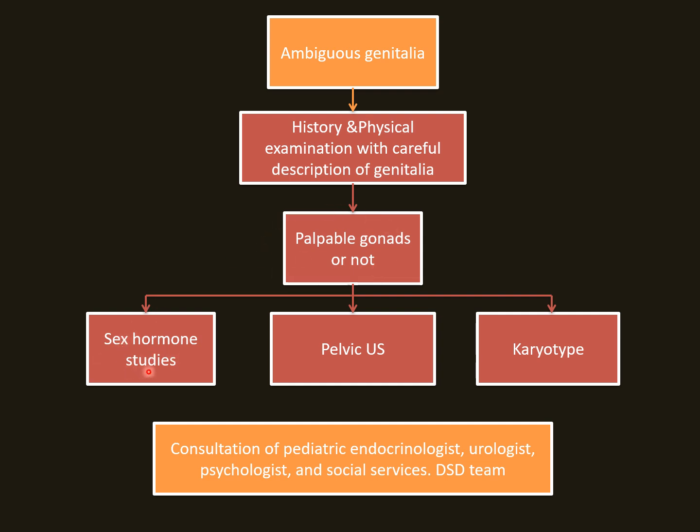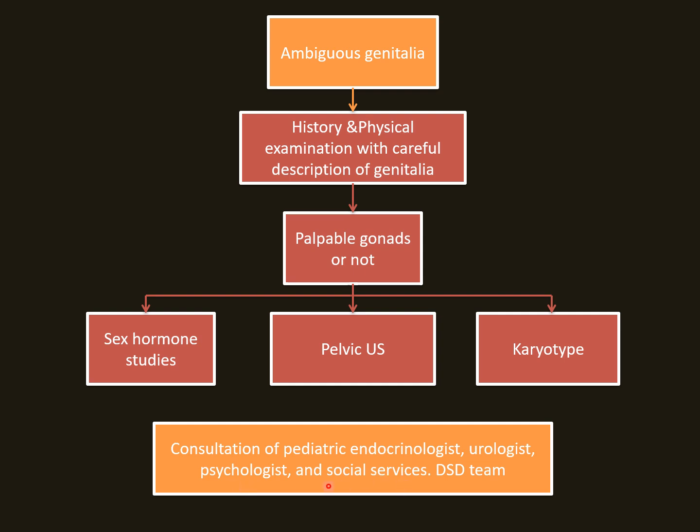Sex hormones are also very important, especially 17-hydroxyprogesterone, which needs to be ordered early in females with suspected congenital adrenal hyperplasia to prevent the consequences of adrenal insufficiency. Pelvic ultrasound looks for Mullerian structures, uterus or fallopian tubes, and also for intra-abdominal gonads or testes. Karyotype to determine the original sex of the child is very important. Consultation of pediatric endocrinologist, urologist, psychologist, social services.